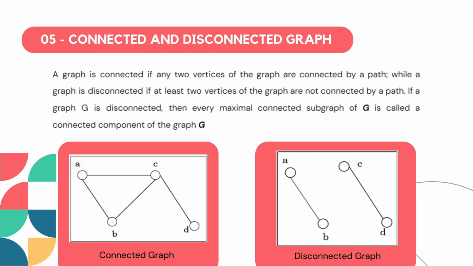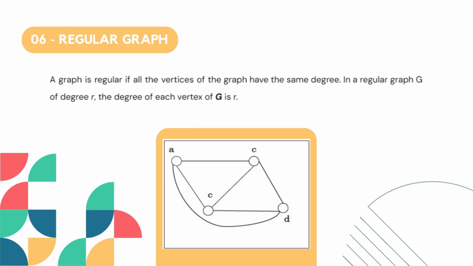The fifth one, connected and disconnected graph. A graph is connected if any two vertices of the graph are connected by a path, while a graph is disconnected if at least two vertices of the graph are not connected by a path. If a graph G is disconnected, then every maximal connected subgraph of G is called a connected component of the graph G.